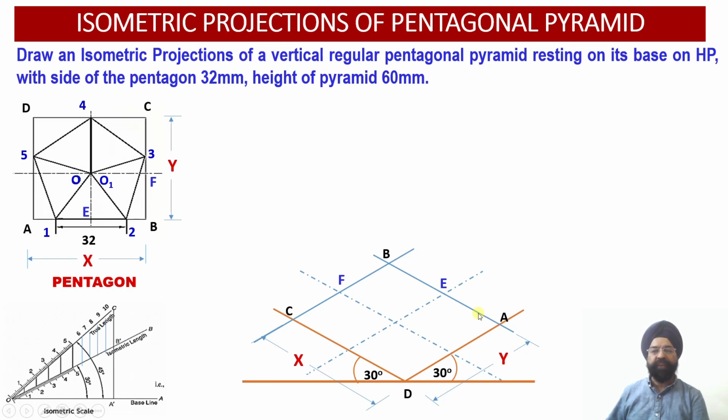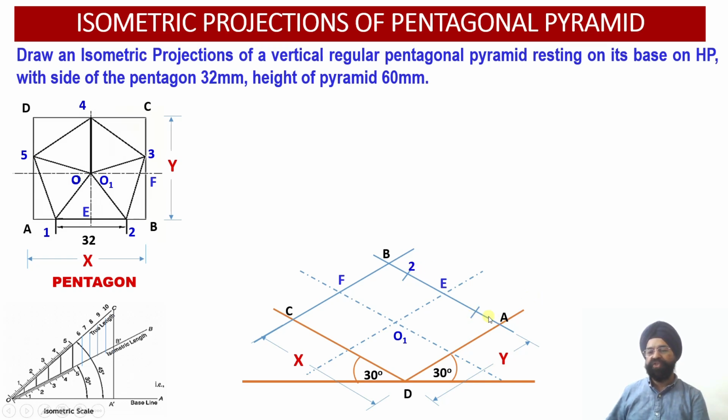Distance of point 1 from A will be marked here. Distance of point 2 from the B point will be marked over here. So let us do it. This is my axis point. Now this is the distance of point 2 from edge B of this rectangle. This is the edge B of the rectangle. So the distance of point 2 will be measured here, converted to isometric length, and it will be transferred over here. So this gives me the location of the point 2 of the base of the pentagonal pyramid.